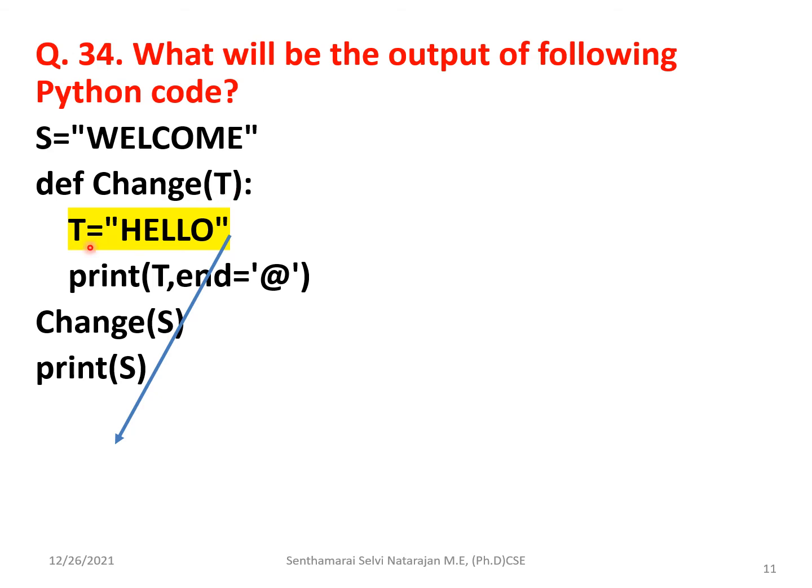But moving to here, even though it is passed, here t has been assigned the value hello. So print t means it will be printing hello. So hello and the end symbol is this. So the change of s function will be printing the value hello. Even though welcome is passed here, the variable t is assigned the string hello. So hello is printed, and moving to this print statement only, it will be printing welcome. So here the function call prints hello with an ampersand symbol as the end symbol, and then welcome is printed. So this is the answer.